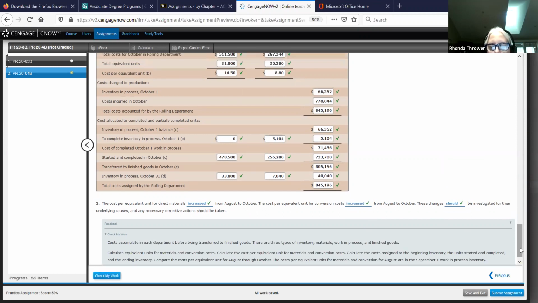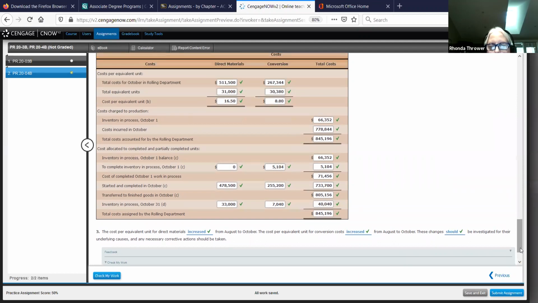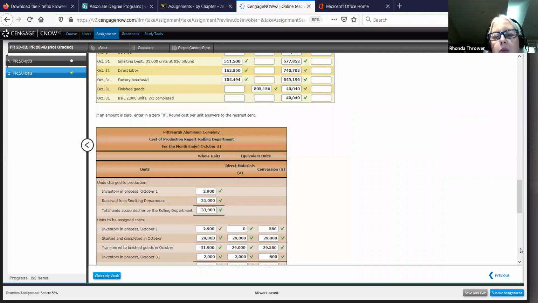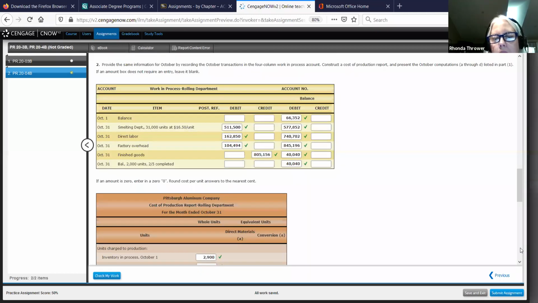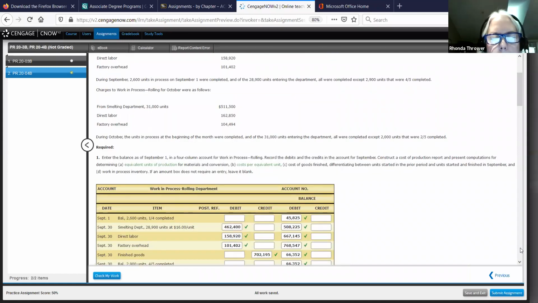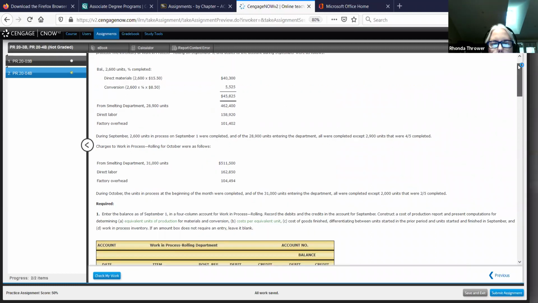And so that's all of this problem. I know it was very lengthy and it takes a while to do it, but really this last problem, I think, demonstrates everything you need to know about how to prepare a cost of production report for this period of time. And what it is is just a restatement of your work in process accounts. And management uses this to help them to direct and control cost.